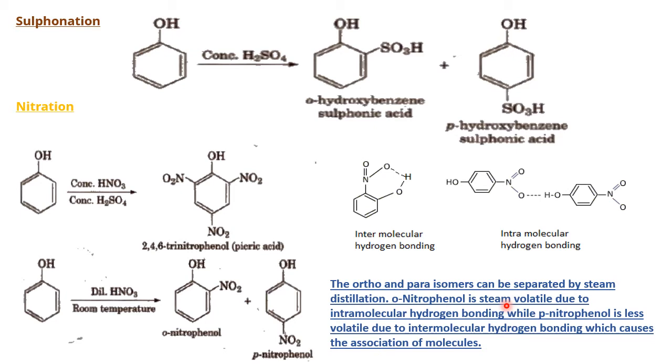Why? Because of the intramolecular hydrogen bonding. Within the molecule is called what? Intra. So it is because of intramolecular H bonding. Okay. So what happens? It exists as an individual unit, so it goes to vapor state easily, individually.